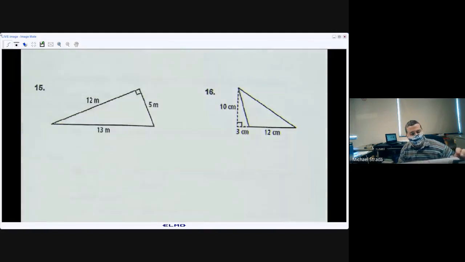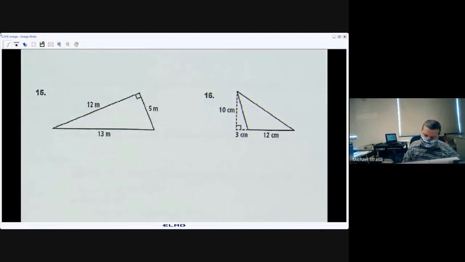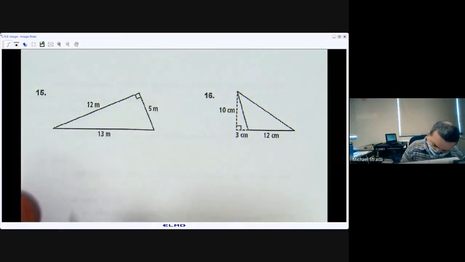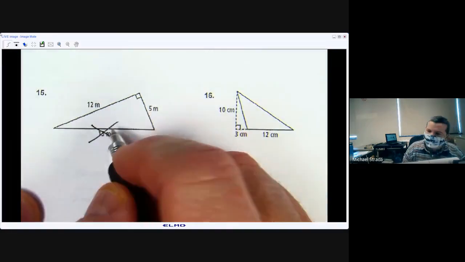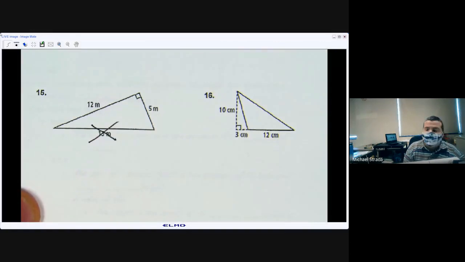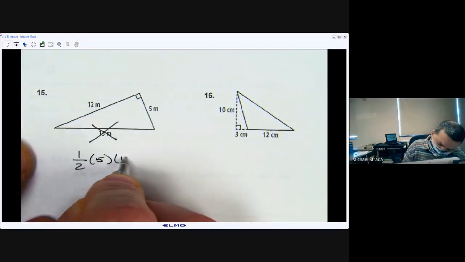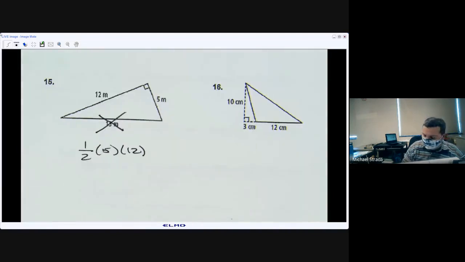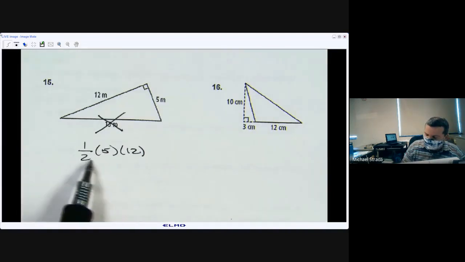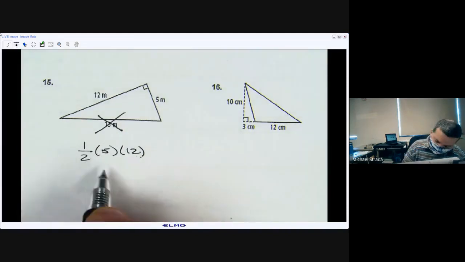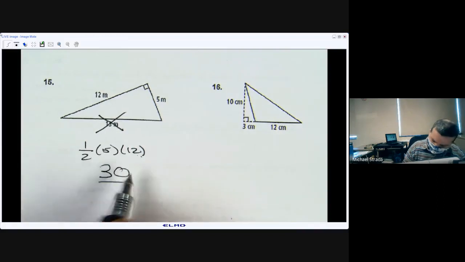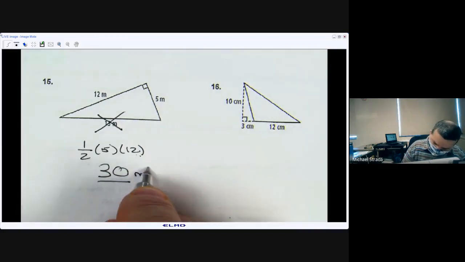All right, for number 15, who's not coming to the party? 12, 5, or 13? 13's not coming to the party. Why? Because 13 is a hypotenuse. And as great as hypotenuses are, do they make right angles with anything? No, so therefore we're going to do the other numbers. 1/2 5 times 12. Again, because multiplication is commutative, you can do any order you want. Half of 12 would be 6. 6 times 5 gives me 30 meters squared.